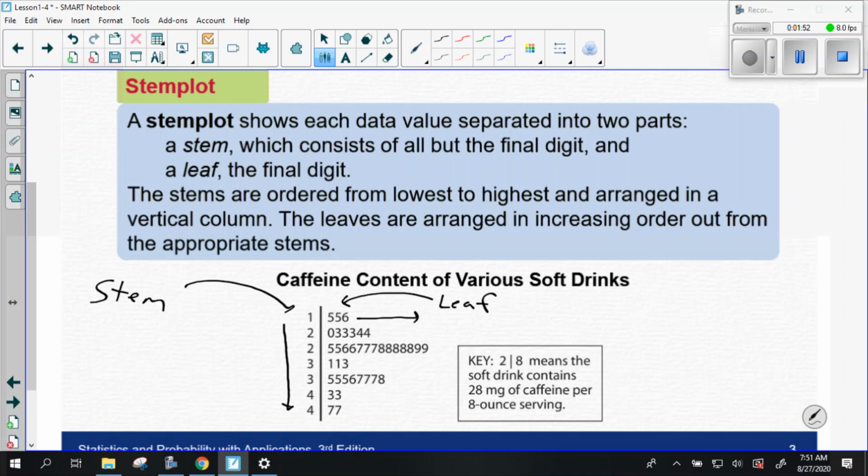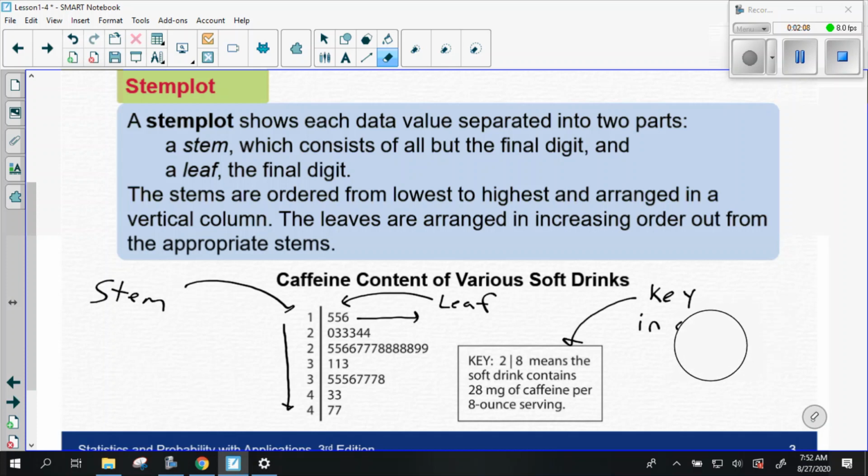Really important: every time you make a stem plot, it must always include a key. And the key should be in context. Whoops, if I can spell. Context is what we need here.